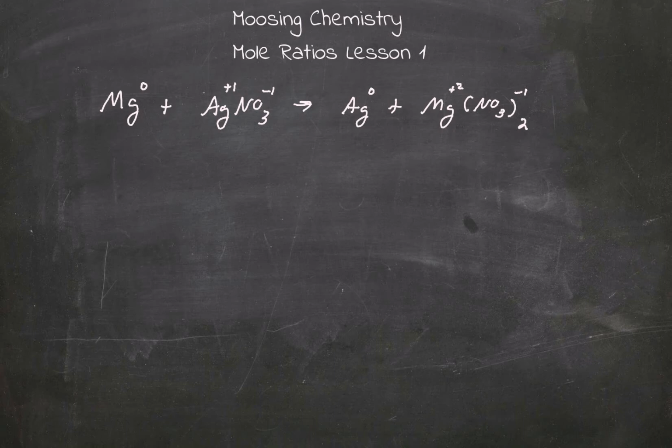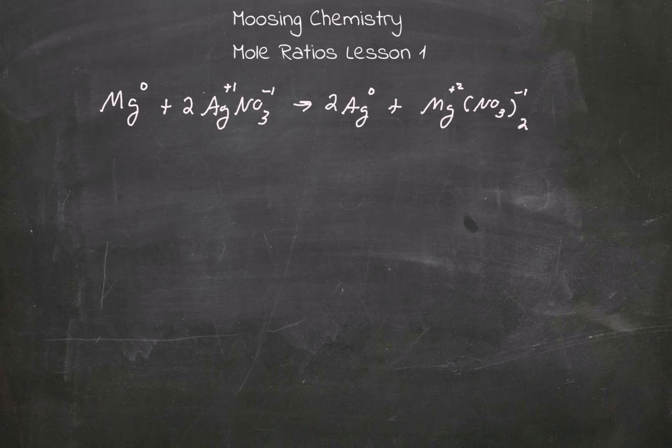Now let's go ahead and balance this, and I'm going to balance it without the table. And so I'm going to put a 2 right here because I had 2 nitrates right there. So that takes care of that. So although I do need a 2 right here for this silver.